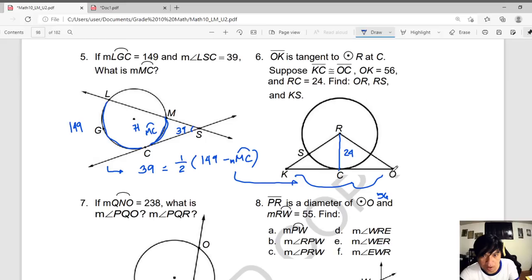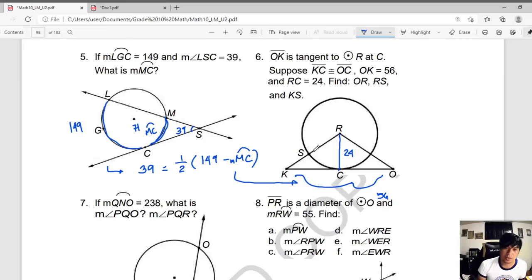RS. OR. RS and KS. So, anong gagawin natin? What shall we do? So ang gagawin natin, gagamitan natin siya ng Pythagorean theorem. We will use Pythagorean theorem.